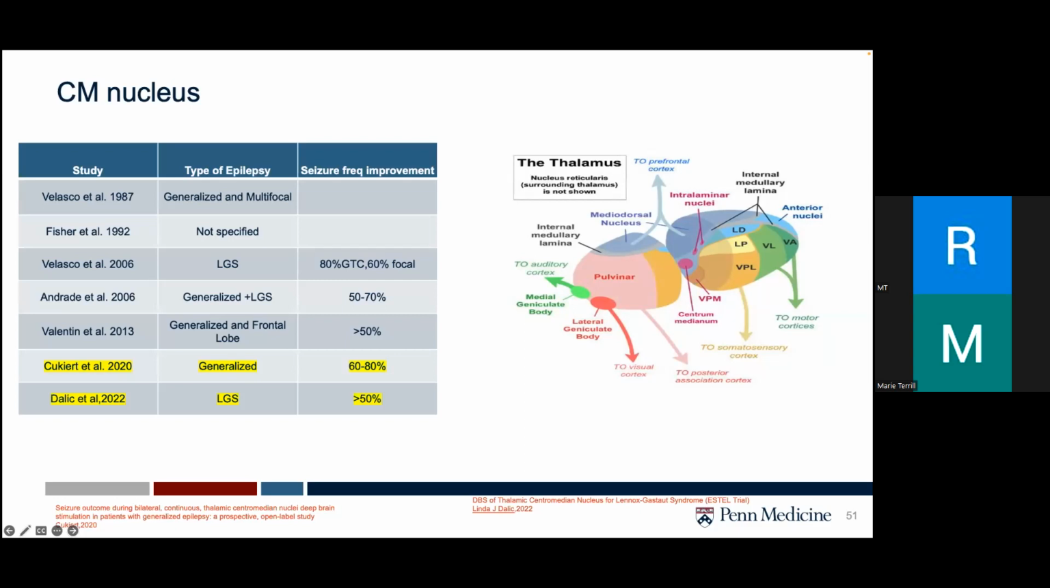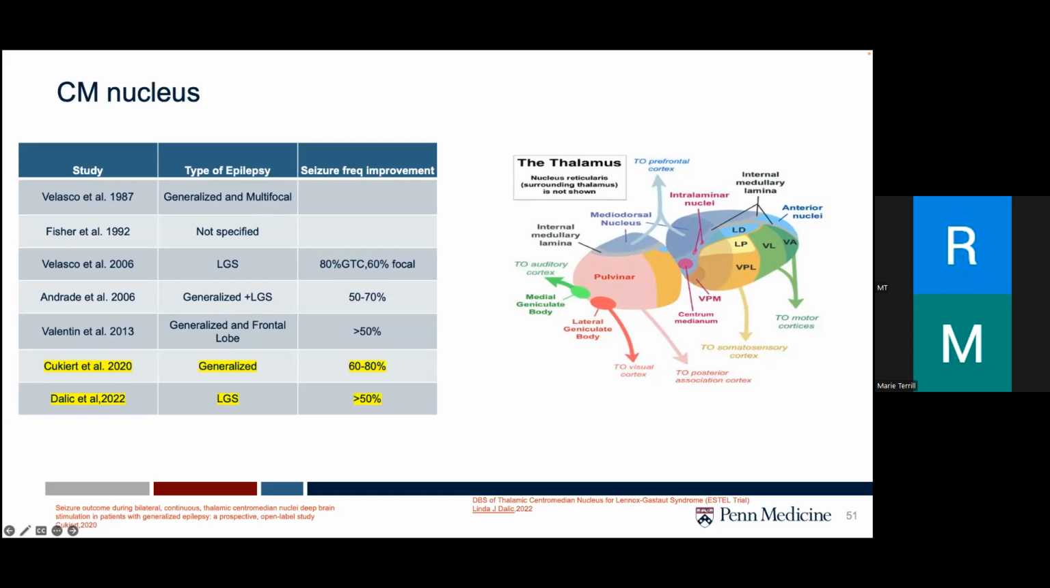Now, deep brain stimulation targeting the central median has been explored, as you can see from the several studies that have been summarized. I'm pretty sure that's not all of it, but those were the most that I could gather, spanning over 3 decades. They've reported varying degrees of improvement in seizure frequency. Also important to note, it's a very heterogeneous patient population, like Lennox-Gastaut and generalized epilepsy.